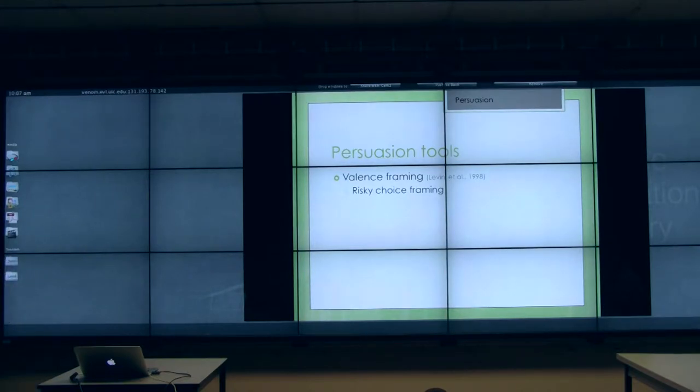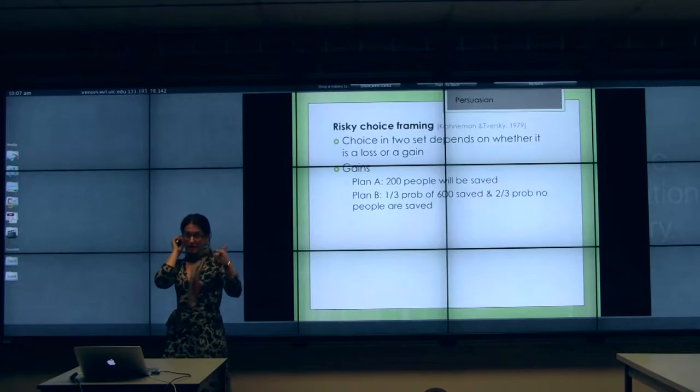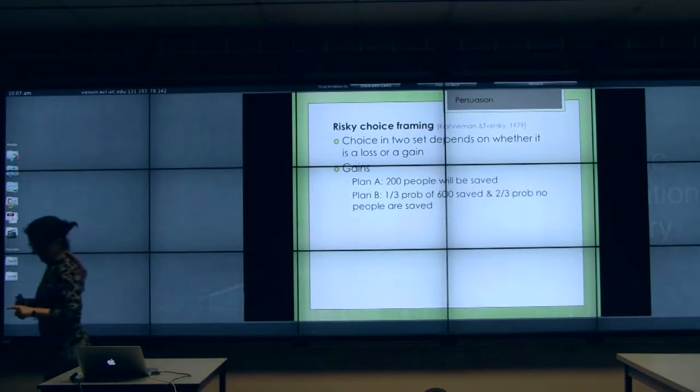How many of you have heard of risky choice framing? Kahneman and Tversky, Nobel Prize winner in economics. Is it the same as fear-based framing? No. It's a choice between two options depending on whether it's framed as losses or as gains.